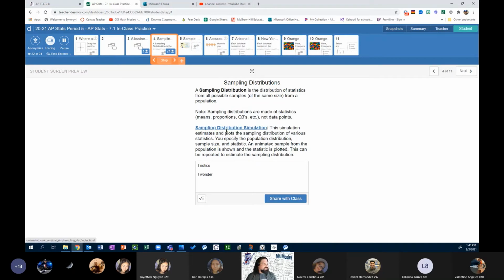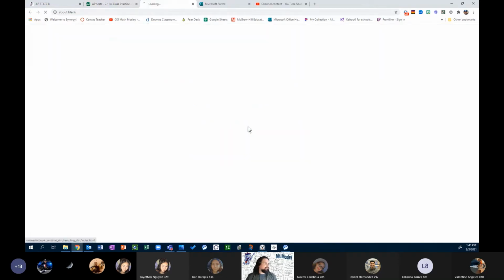Right. We have a sampling distribution simulation, which we'll look at in just a moment. This simulation estimates and plots the sampling distribution of various statistics. You specify the population distribution, sample size, and statistic. An animated sample from the population is shown, and the statistic is plotted. This can be repeated to estimate the sampling distribution. All right, so this will allow us to kind of see what a sampling distribution could look like. So it's kind of fun, kind of nifty.